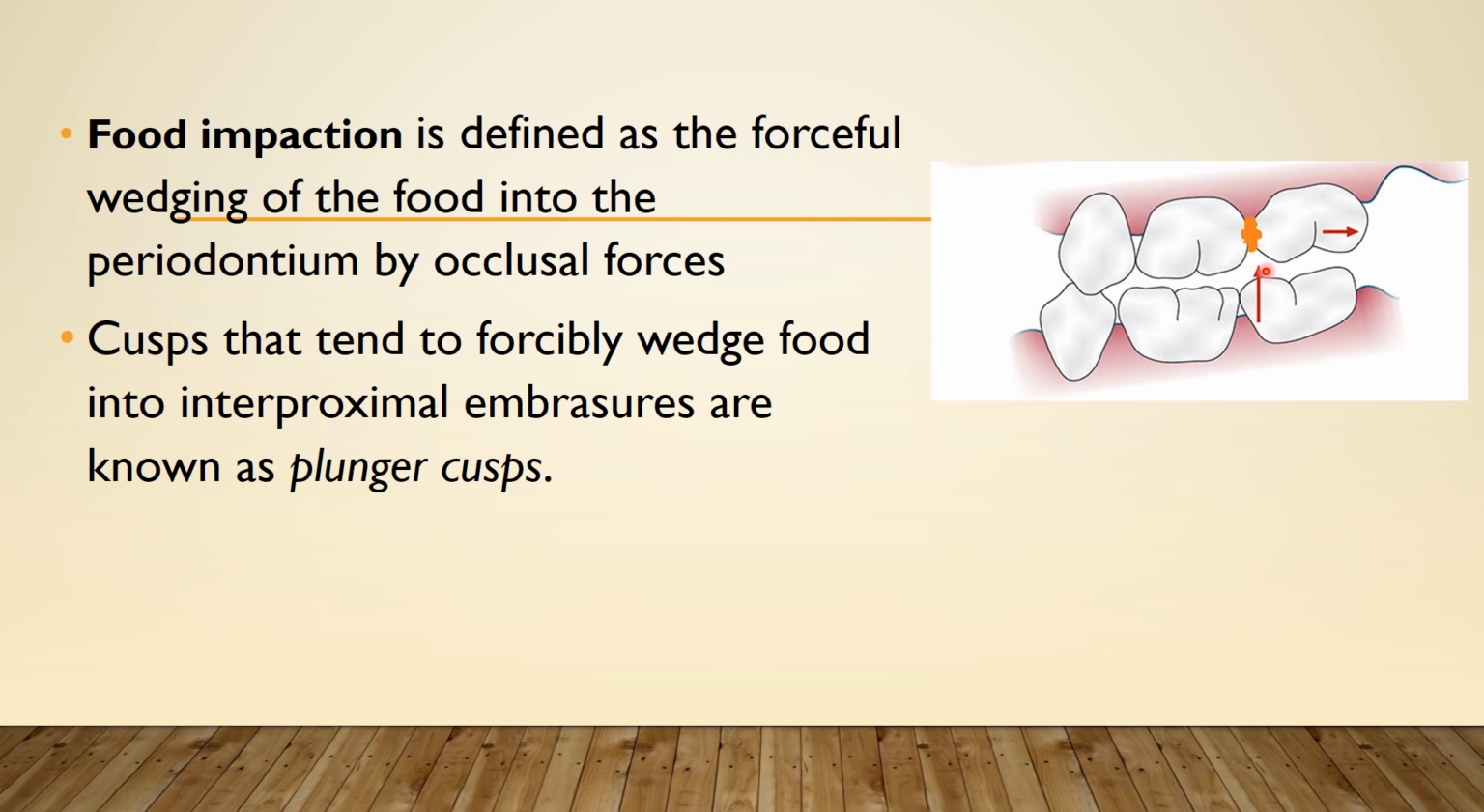The cusps that tend to forcibly wedge food into the interproximal embrasures are known as plunger cusps. You can see here that this cusp, the mesiobuccal cusp of the lower second molar, is acting as a wedge to keep the food inside this space. So this leads to food impaction, inflammation and pocket formation.